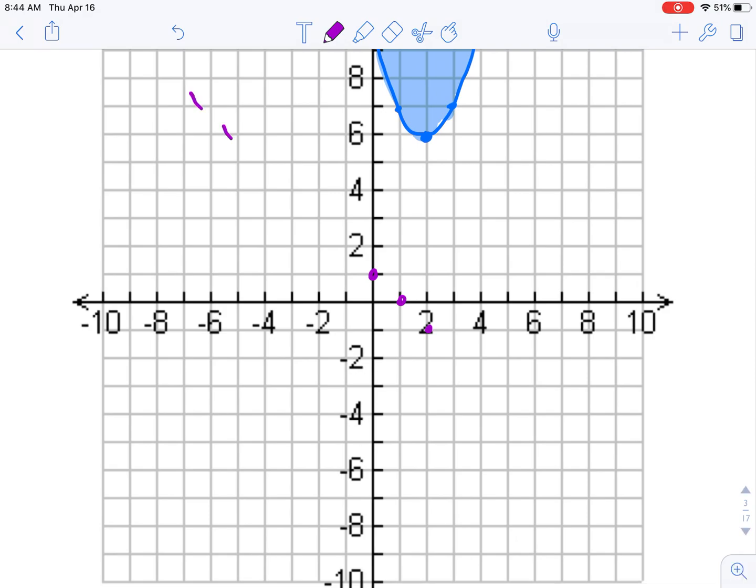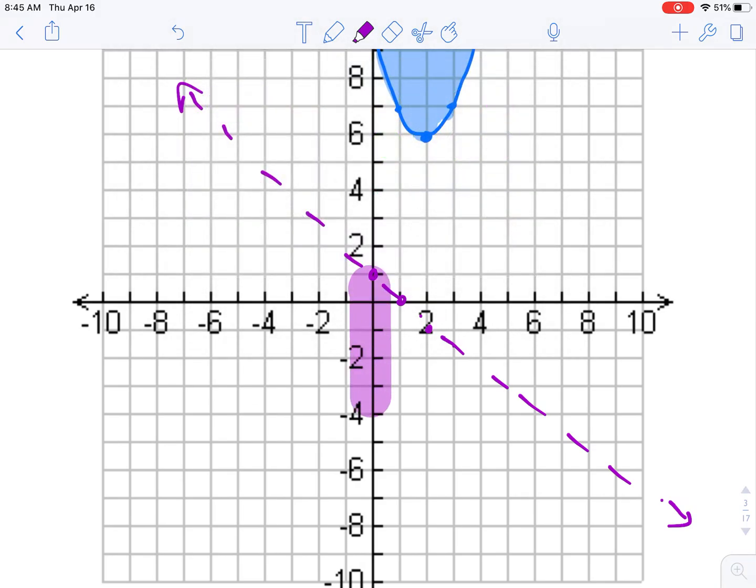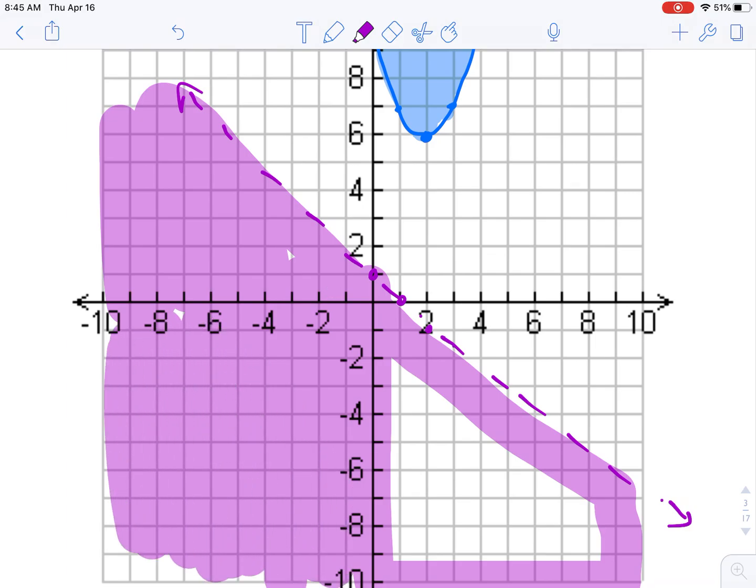So I'm going to connect these dots with a dashed line. And then it said less than. So find where it intersects the y-axis. And less than, if you start to go down, you're going to see that you're landing below the graph. So that line separates the grid into two parts.